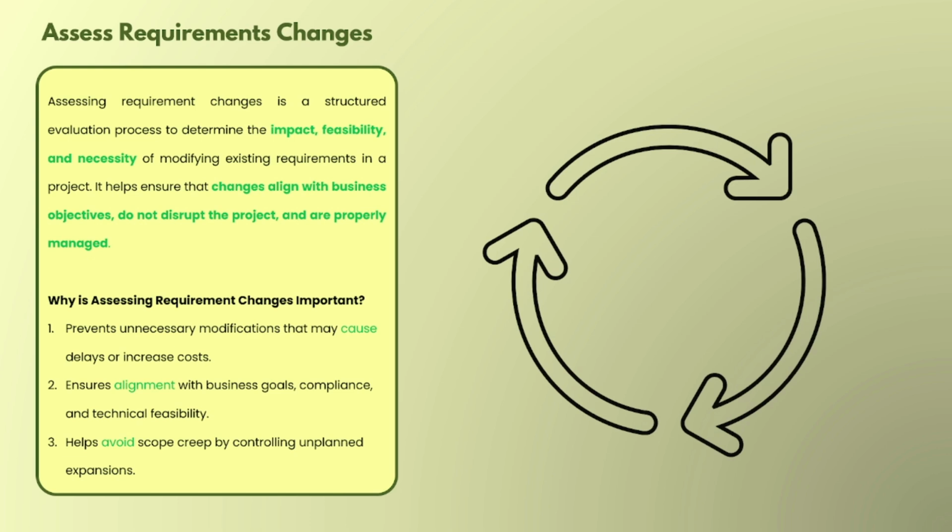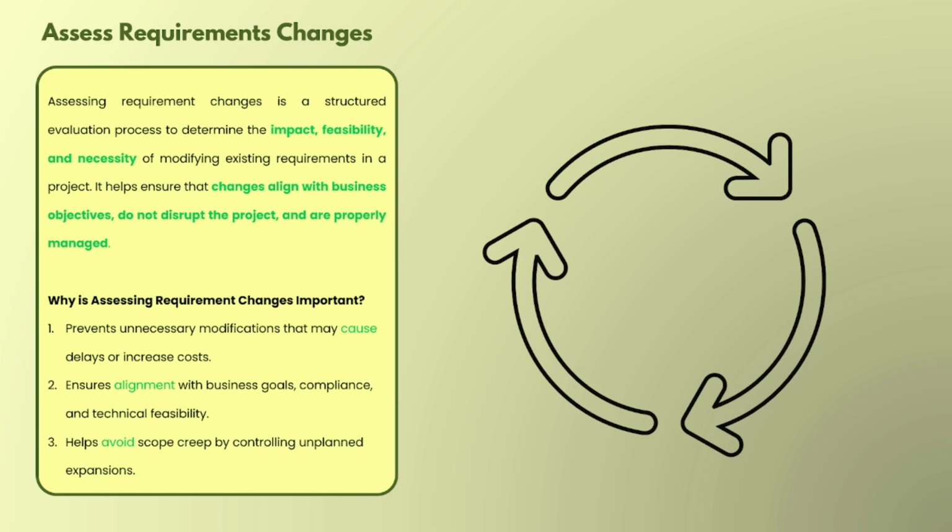Second, when we assess any requirement change, we ensure alignment with business goals, compliance, and technical feasibility. Well, this is quite self-explanatory. It keeps everything aligned, whether it is business goals, legal rules, or technical limitations. Basically, we are making sure the changes actually fit in all the above categories properly.